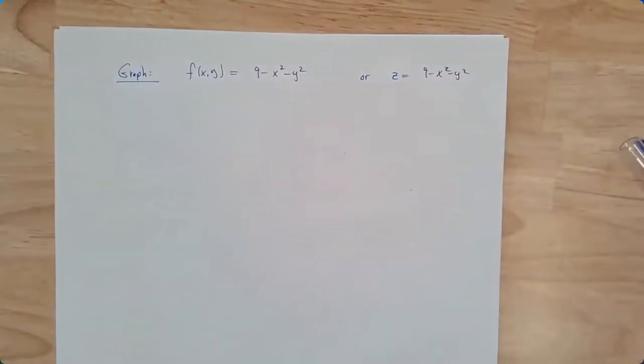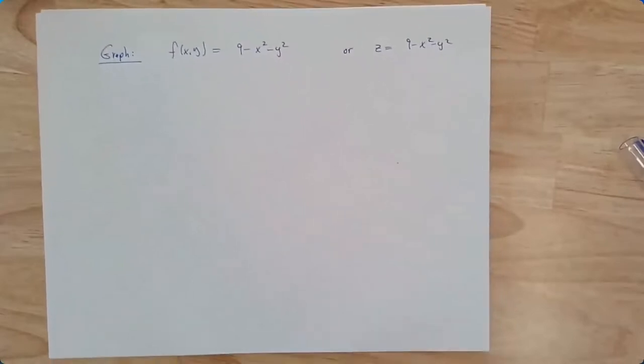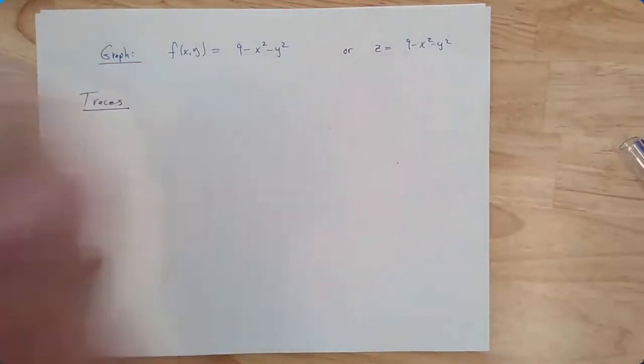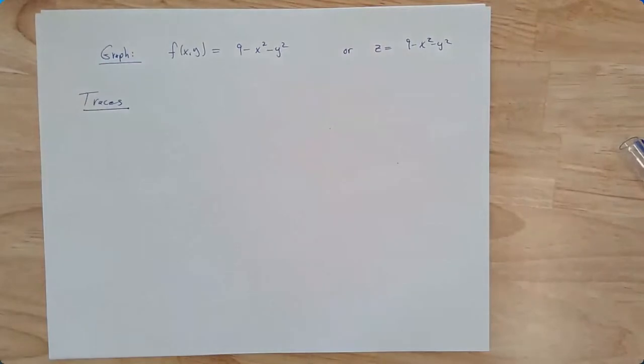So if I was going to graph this, often when we graph things in 3 dimensions, there are a couple of techniques to use. One is to find what are called the traces. The traces are what we have in each of the 3 coordinate planes.